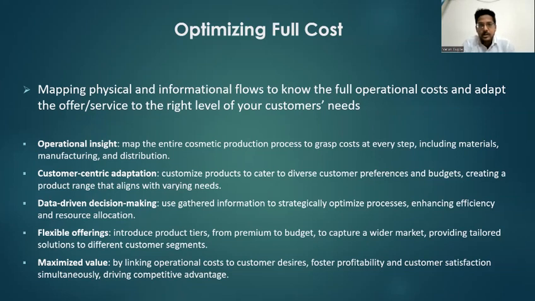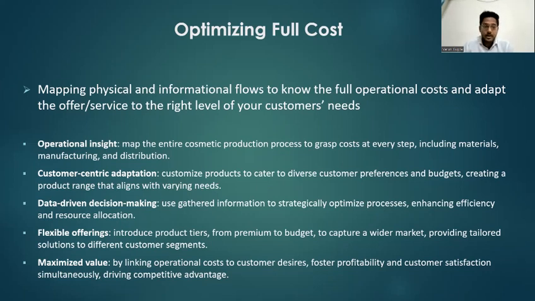Now let us look at the cost mapping part. In cost mapping, we can map the entire cosmetic production process to grasp the cost at every step, including the material, manufacturing, and distribution. Second comes the customer centric adaptation, in which we can customize the product so that we can cater to the diverse customer preferences and budget.